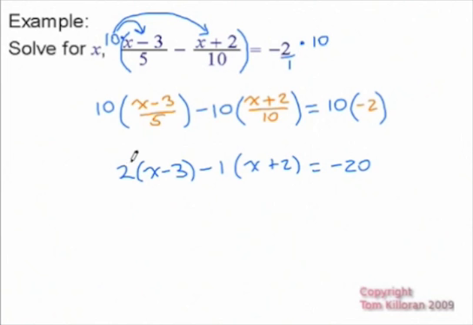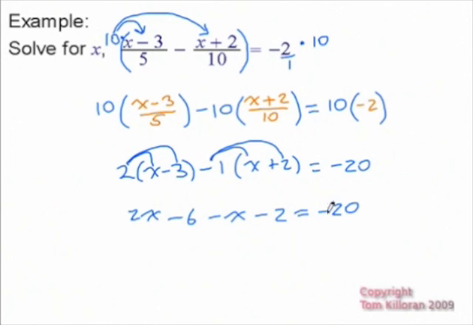So this will be 2x minus 6. Negative 1 times x is negative x. A negative 1 times a positive 2 is negative 2. And this is still equal to negative 20.